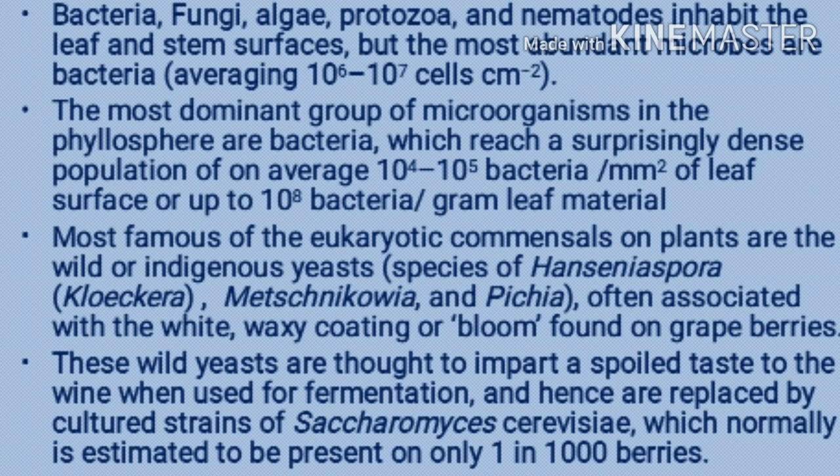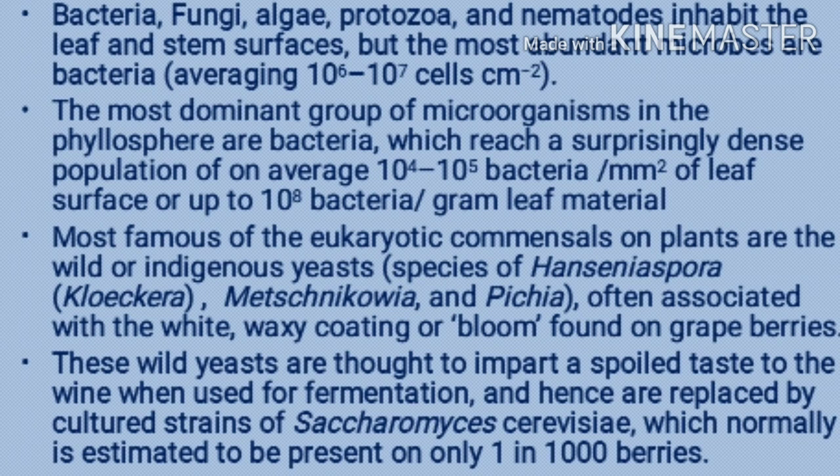Bacterial numbers may average 10^6 to 10^7 bacterial cells per square centimeter of leaf. The most dominant group of microorganisms in the phyllosphere are bacteria. Their population may be 10^4 to 10^5 per square millimeter of leaf surface, and up to 10^8 bacteria per gram of leaf material. With that, you can assume how many bacteria are associated with the phyllosphere.